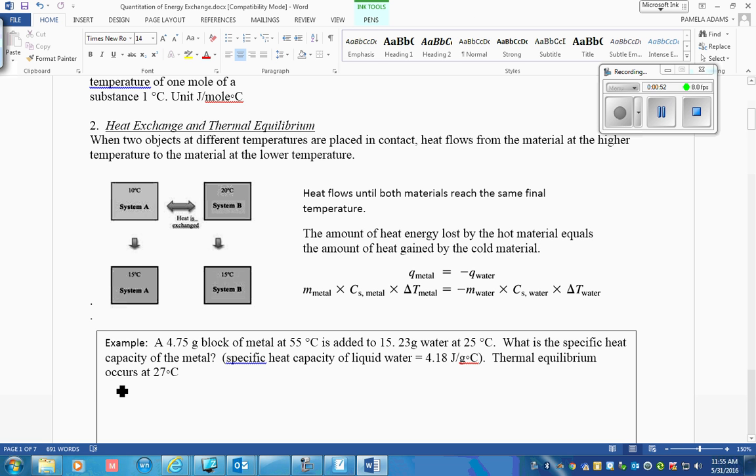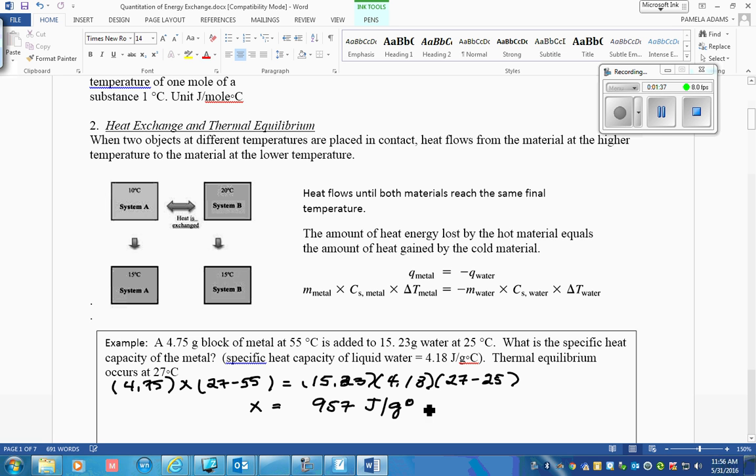If we find that the mass of the metal times our x, which is the specific heat, times the final temperature, which is 27 degrees, minus the initial temperature of the metal, 55, we can set that equal to the mass of the water times the specific heat of the water times the final temperature, 27, minus the initial temperature, since the water started out at 25 degrees C. When we do our math, we come out with x equal to 0.957 joules per gram degrees C. You may have noticed that you would get a negative sign.